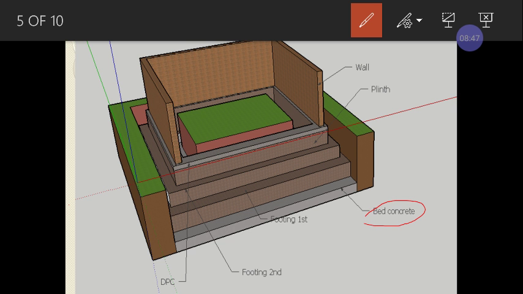So when we try to understand the various components of the load bearing structures, what are the things in the load bearing structure? This diagram is nothing but a schematic representation of the load bearing structures, where we'll find out the different components of it and we'll see the cross section here. At the bottom, in gray color, it is a bed concrete, the lowest part.